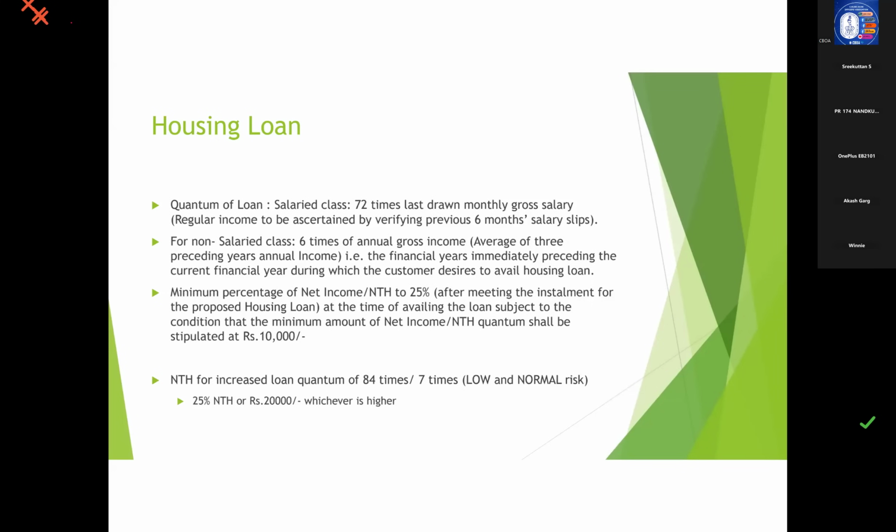Now, coming to the non-salaried class, it is almost the same in terms of quantum. It is 6 times the annual gross income, the average of 3 preceding years' annual income. That is the financial years immediately preceding the current financial year during which the customer desires to avail the loan. So now, if in this financial year we are going to give a housing loan to a non-salaried class customer, you need to take ITR for the last 3 years, that is, as on March 2024, March 2023, and March 2022. Take the average of that and multiply it by 6. That is the eligible loan quantum for a non-salaried class customer.